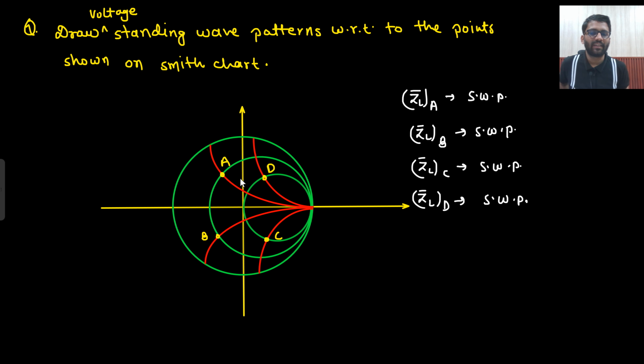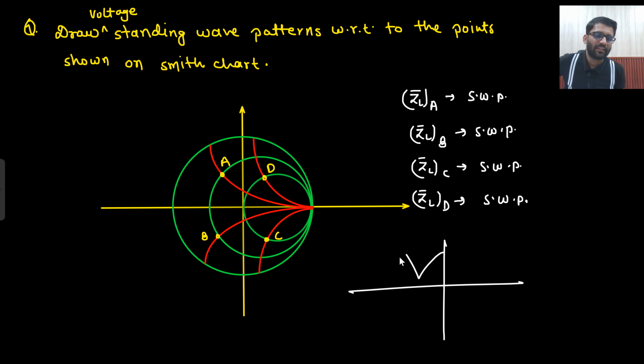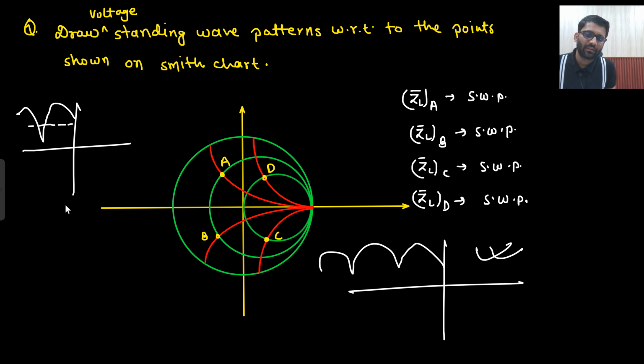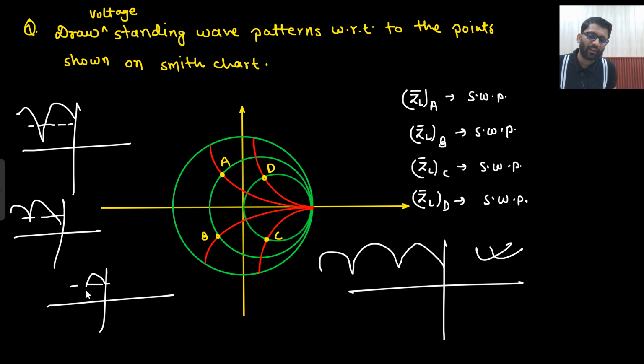Some people would say that, sir, A and D are inductive loads. So that means first voltage maxima will occur, then minima will occur. So yes, this option is correct. But I will frame three options like that. One option will go like this, another option will go like this, and the third option will go right from the midpoint. I know that first voltage maxima will occur, there is no doubt about that. But it will start from above the midpoint, below the midpoint, or right from the midpoint. That is the important thing. So all three will not be correct. One of them will be correct.